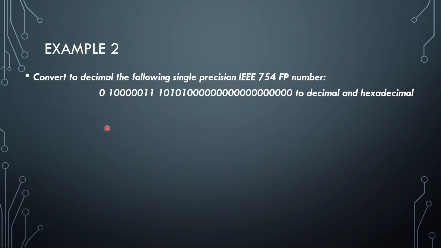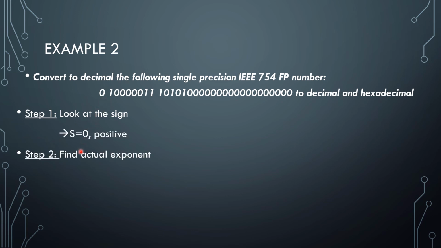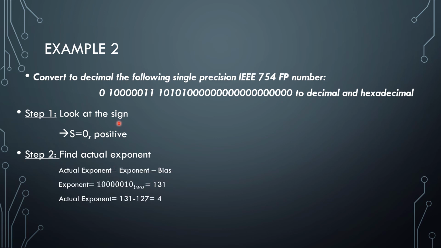This is the last example in this presentation. This is the same procedure as before. First we look at the sign, it is 0, therefore it is positive. Then we find the actual exponent. The exponent here is 131, therefore the actual exponent will be 4.